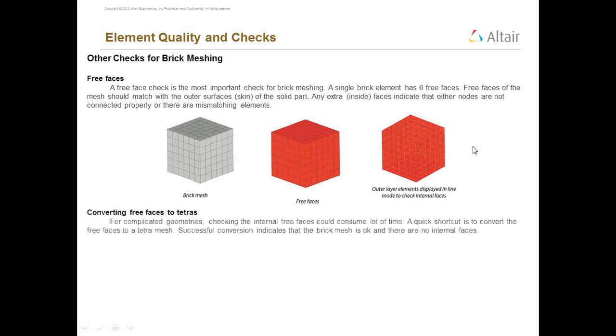Also, converting the free faces to tetra. For complicated geometries, checking the internal free face could consume a lot of time. A quick shortcut is to convert the free face to tetra mesh. Successful conversion indicates that the brick mesh is okay and there are no internal faces. So instead of finding the inside free faces for the complicated geometry, you can directly convert that into tetra. If it converts into tetra, that means there are no free edges.